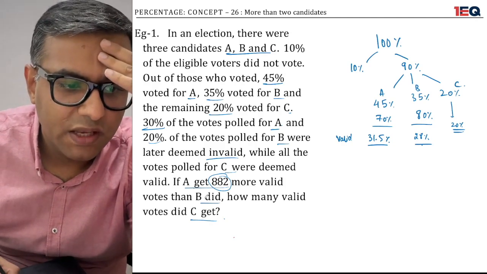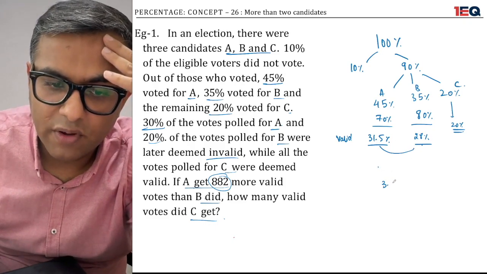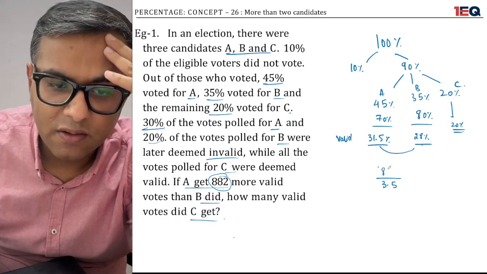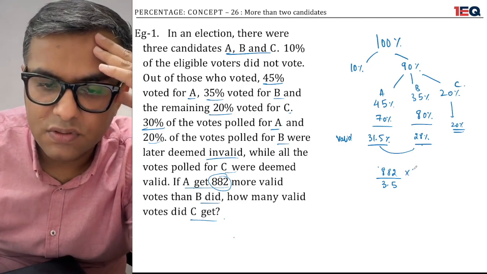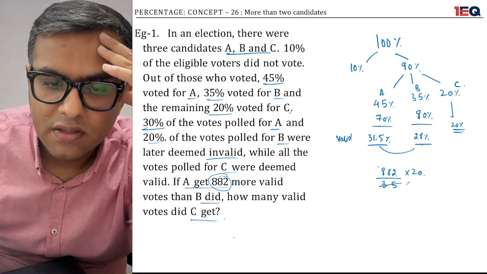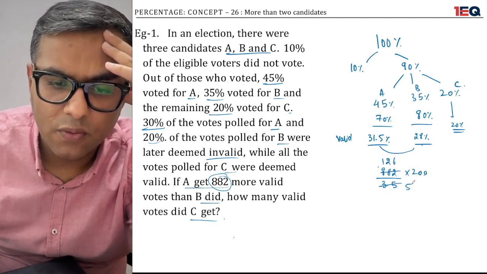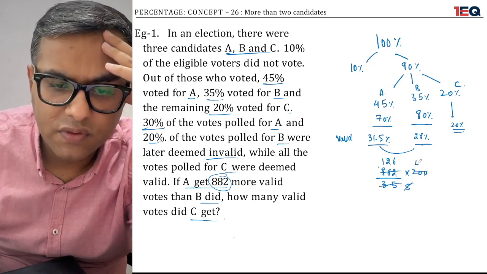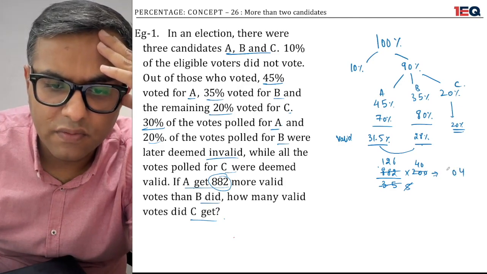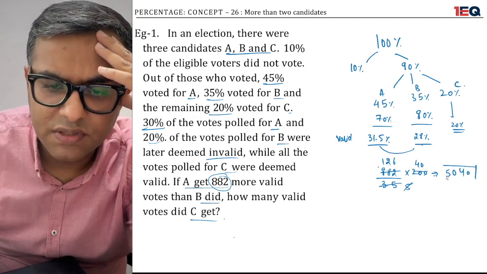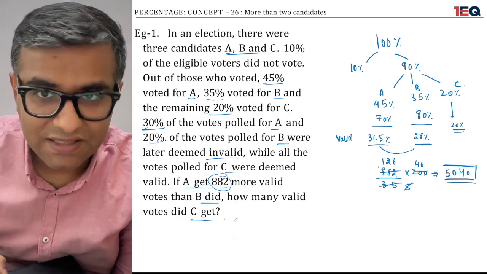The difference between A and B, 31.5 minus 28, is equal to 3.5. The value of 3.5 stands at 882. Then how many votes did C get? C is receiving 20% of the votes, so I'm going to multiply it by 20%. 7 5s are 35, 7 1s are 7, 7 2s are 14, 7 6s are 42, 5 4s are 20, 4 6s are 24, 4 2s are 8, 4 1s are 4. 5040 becomes the answer of how many votes C got.